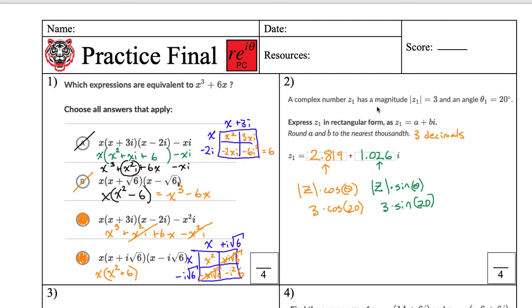All right, so this is the practice final for Precalculus. We are on problem 29, so let's get down there.